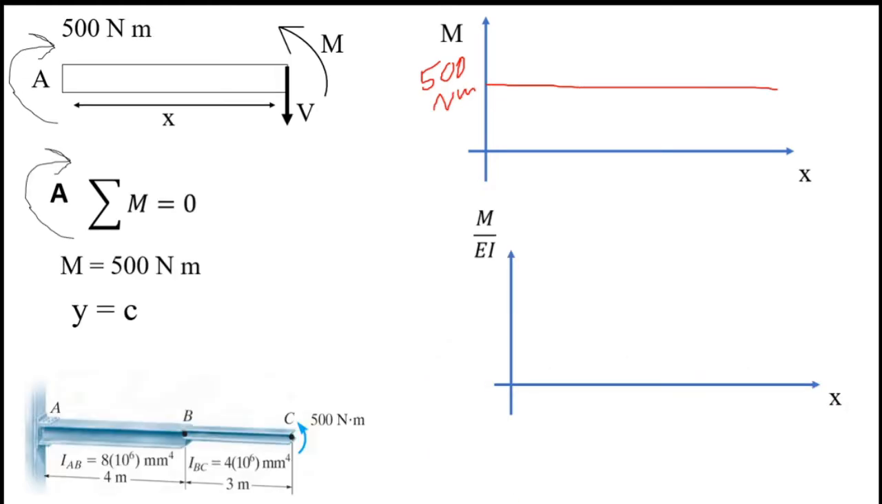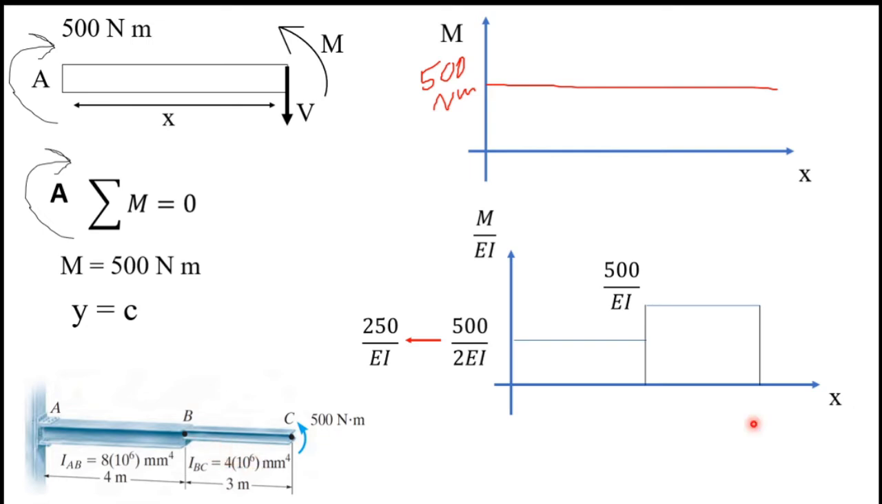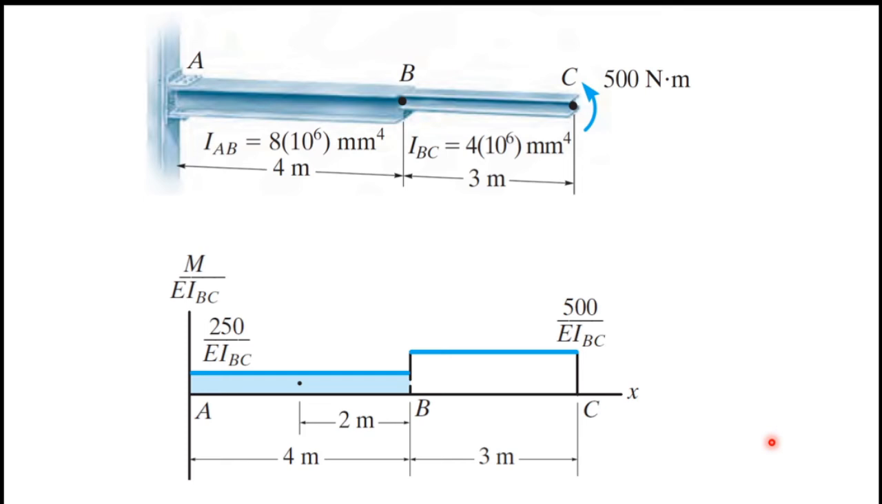When I draw the M over EI diagram, it will be like this. You can see this value is 500 Newton meters. When I divide it by 2 EI, it comes to 250 over EI. Because in this AB part, IAB equals 2I as I showed you before, and in the BC part I equals capital I. Therefore we have to draw the M over EI diagram like this. So this is the complete M over EI diagram.